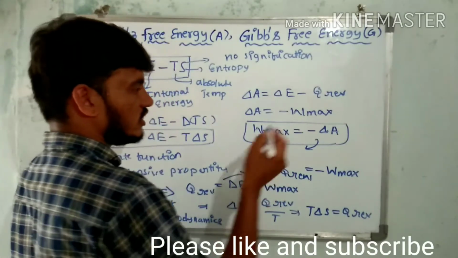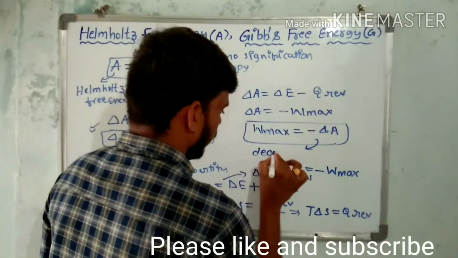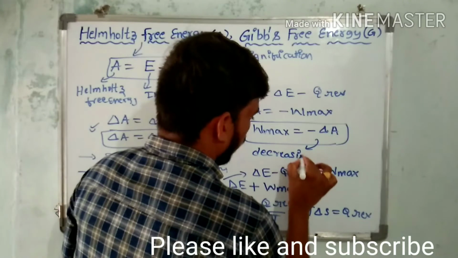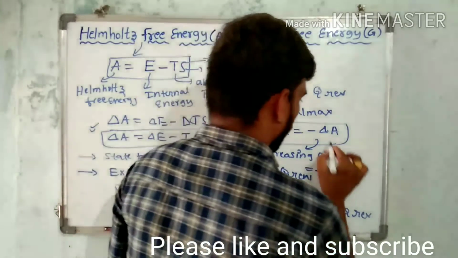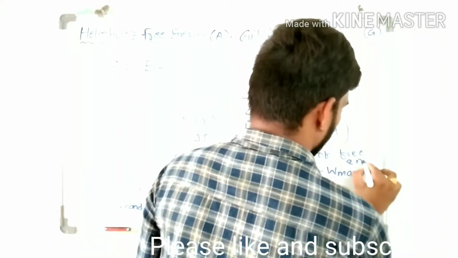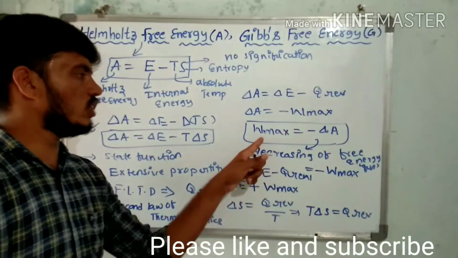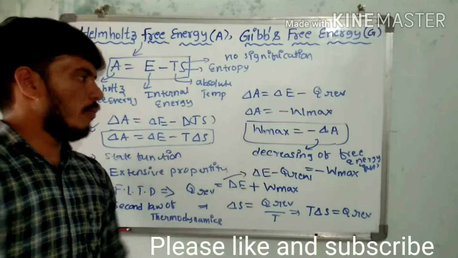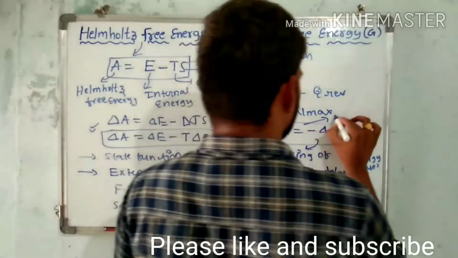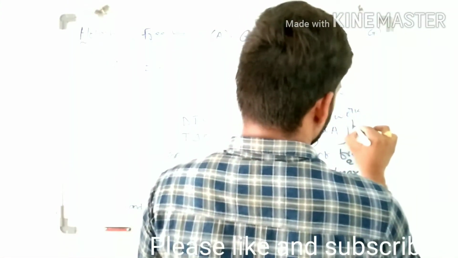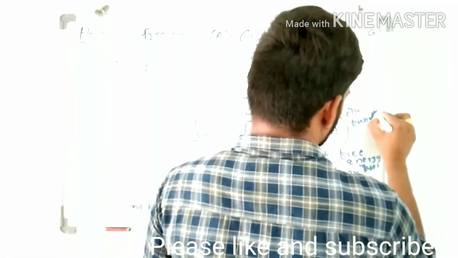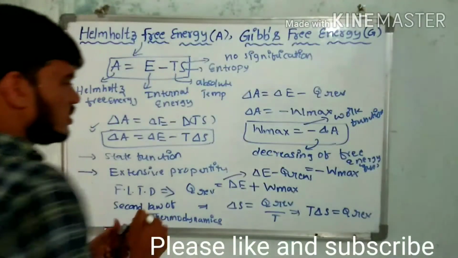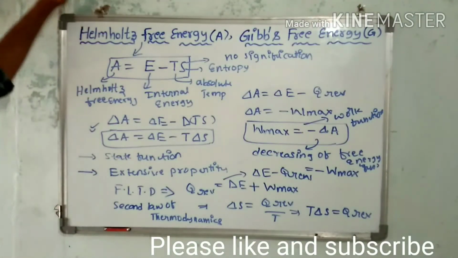Now maximum work is equal to the decrease of the free energy function. The decrease of the free energy function is equal to the W maximum. This is called the work function. This is the concept of the Helmholtz free energy.